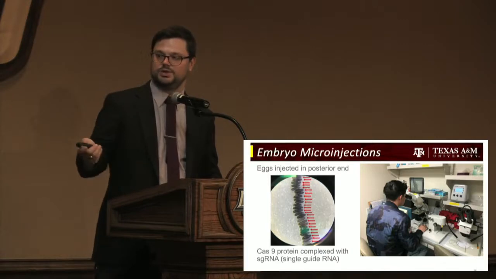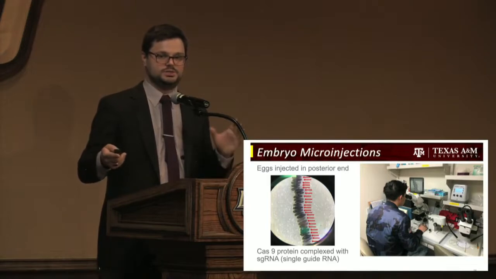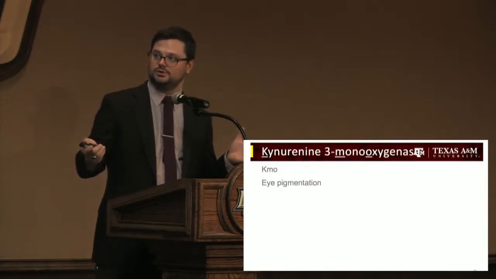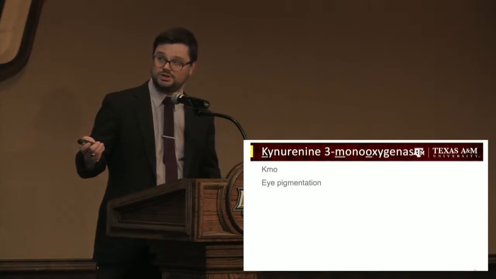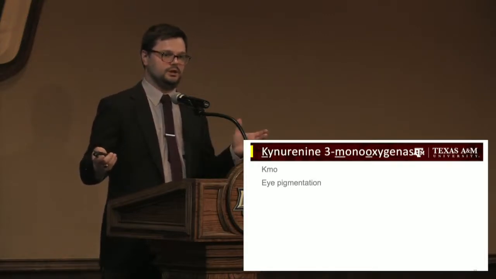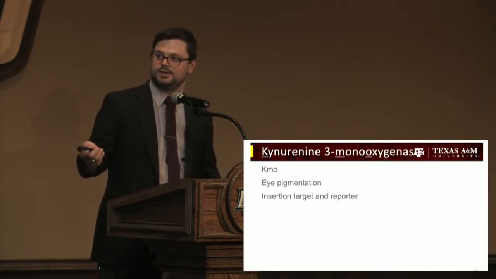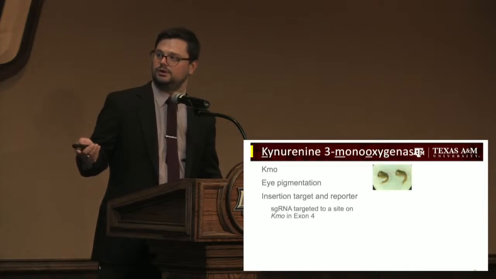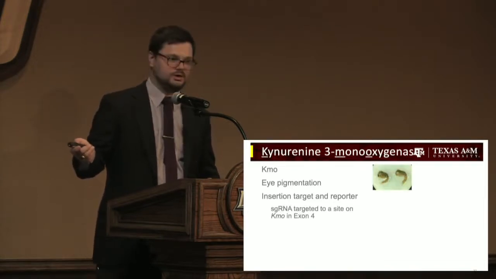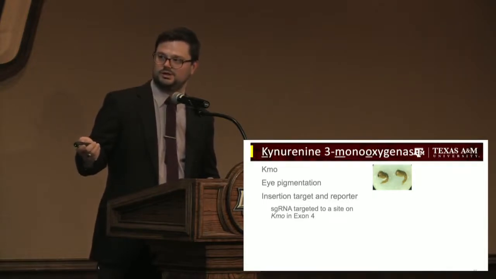And then what we're injecting with is Cas9 complex with the sgRNA that's targeted to a specific gene called KMO, which stands for kynurenine 3 monooxygenase, which is an enzyme in the pathway of making their eye pigment. So we use that as an insertion target and a reporter. I promised that I'd explain why they have different colors, so this is why. The sgRNA is targeted to exon 4 of the KMO gene.